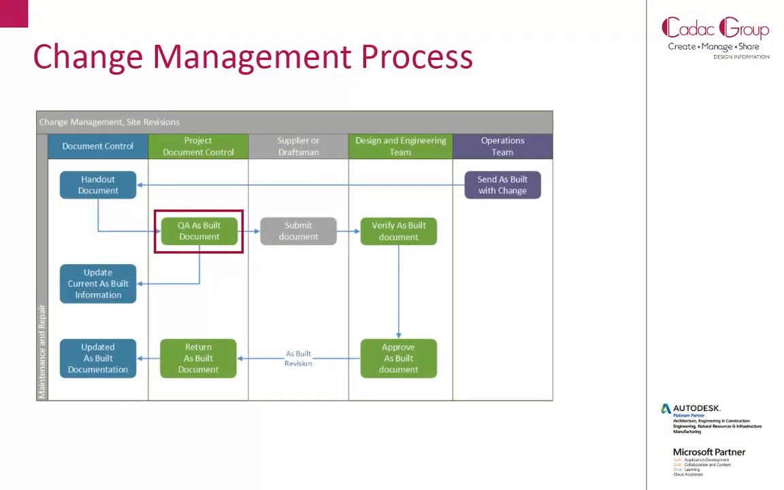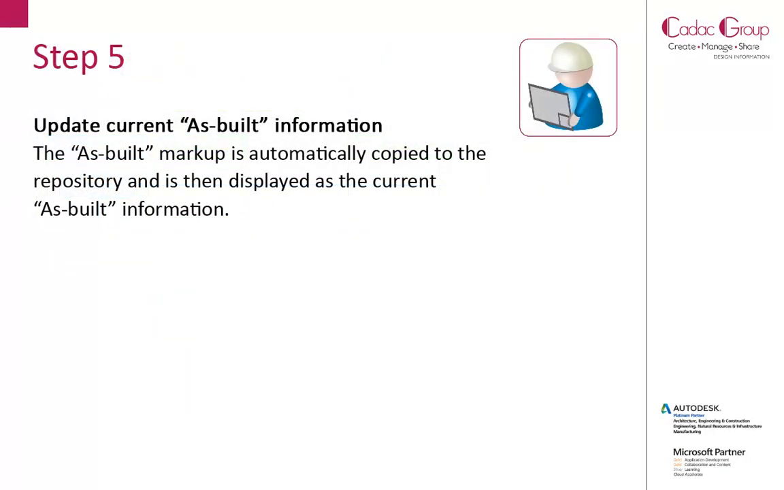As soon as the update work is started, the system automatically copies the acknowledged as-built markup back to the repository. This makes sure that the most current information is displayed to operations personnel, while the as-built documentation is being reworked. Step 5. Update current as-built information. The as-built markup is automatically copied to the repository and is then displayed as the current as-built information.